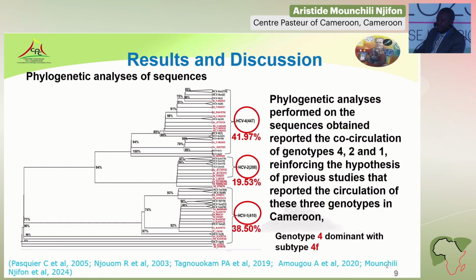Phylogenetic analysis performed on the sequences obtained reported the co-circulation of genotype 4, 2, and genotype 1, reinforcing the hypothesis of previous studies that reported the circulation of these 3 genotypes in Cameroon, with genotype 4 dominant, with subtype 4F.